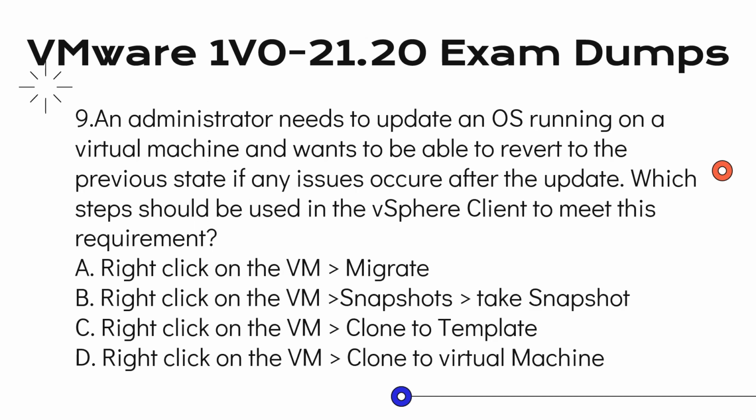9. An administrator needs to update an OS running on a virtual machine and wants to be able to revert to the previous state if any issues occur after the update. Which steps should be used in the vSphere Client to meet this requirement? A. Right-click on the VM, then Migrate. B. Right-click on the VM, then Snapshots, then Take Snapshot. C. Right-click on the VM, then Clone to Template. D. Right-click on the VM, then Clone to Virtual Machine.